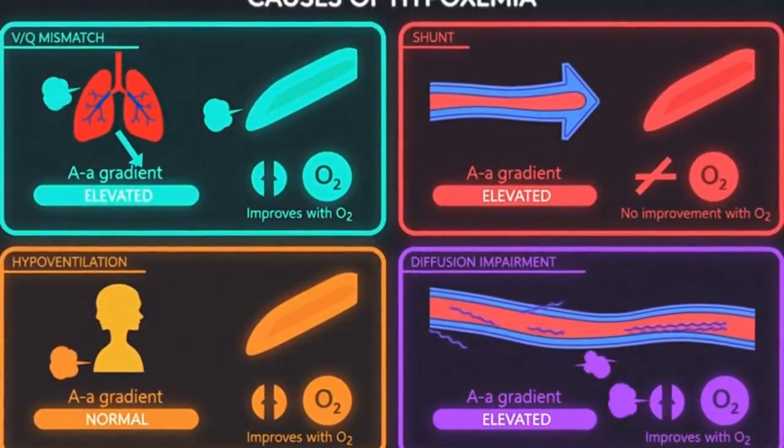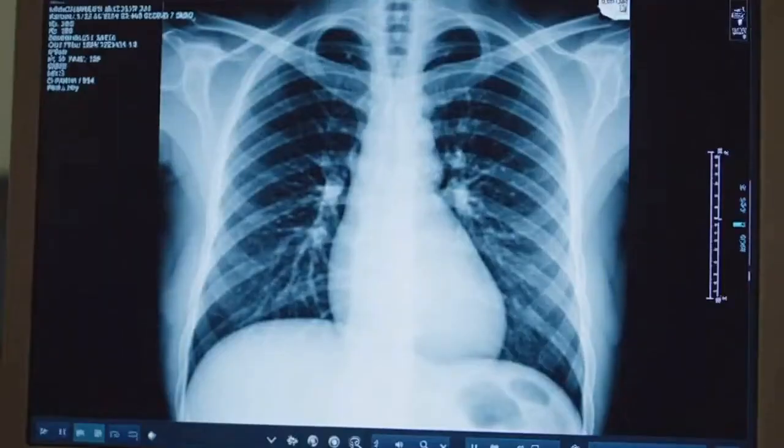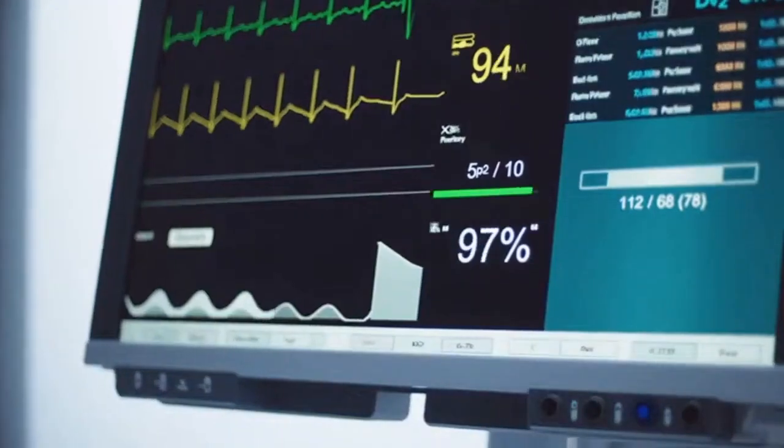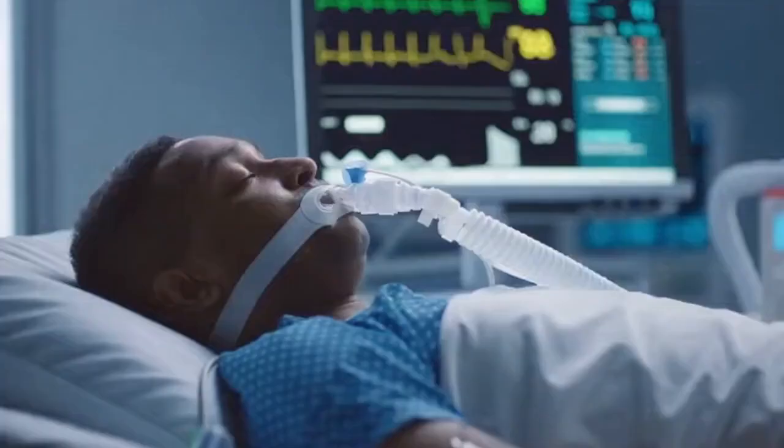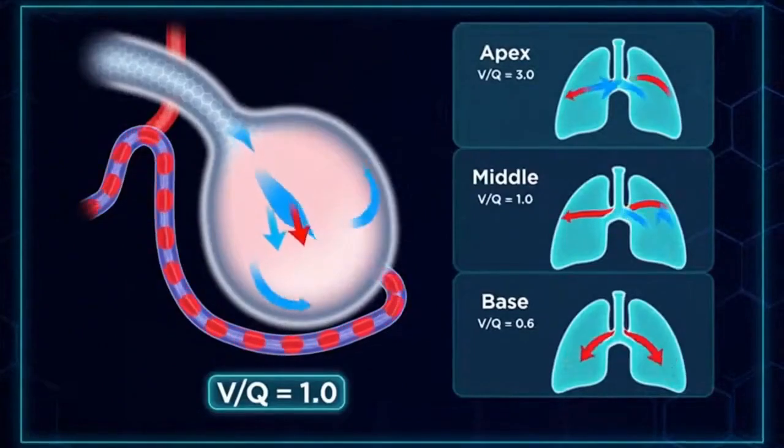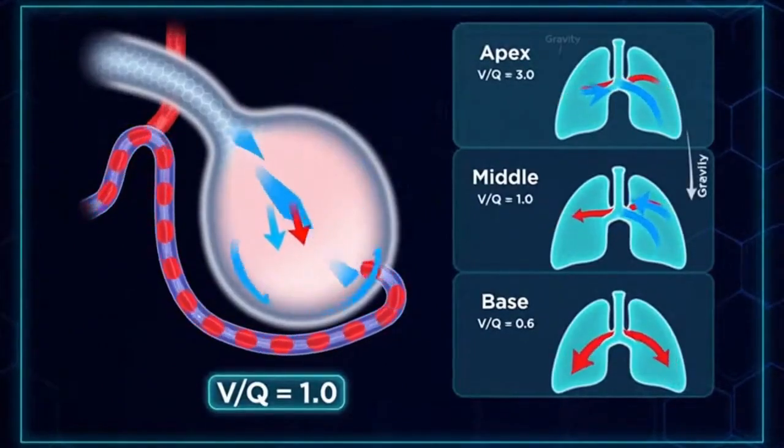The result is hypoxemia. Critically, low VQ mismatch responds to supplemental oxygen, because increasing the FiO2 can still reach these partially ventilated alveoli and improve oxygenation.